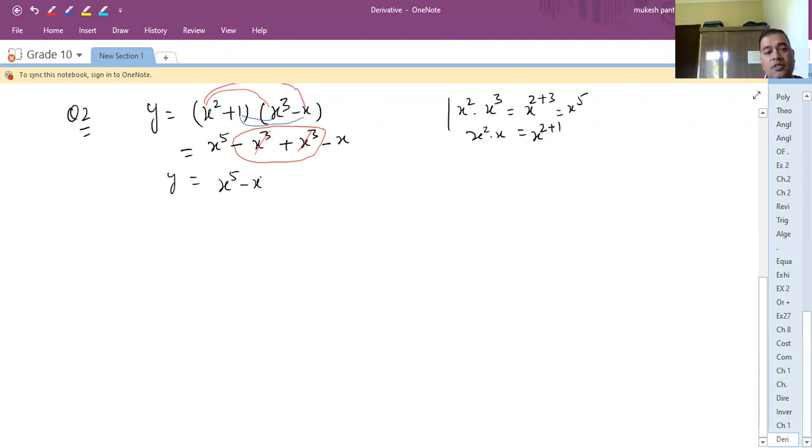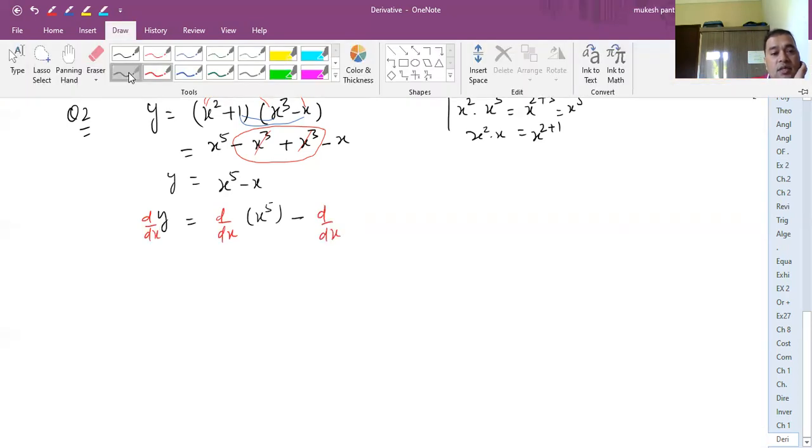But first you understand the concept. y equals x to the power 5 minus x. Now differentiate both sides. Differentiate both sides means what do you write, guys? You write d over dx. d over dx is the symbol of derivative, or gradient function. This is y here, and this is x to the power 5 minus x. We have 2 terms here, so we need to write d over dx 2 times.